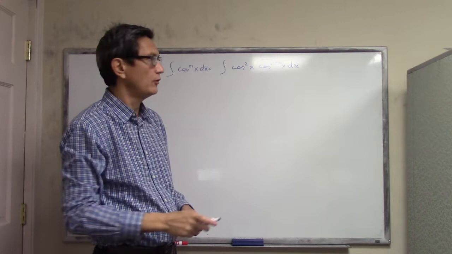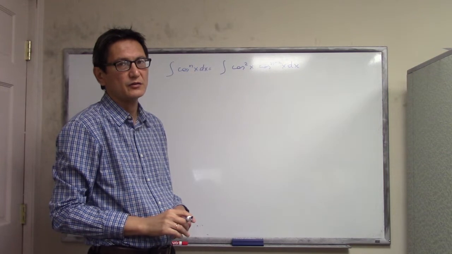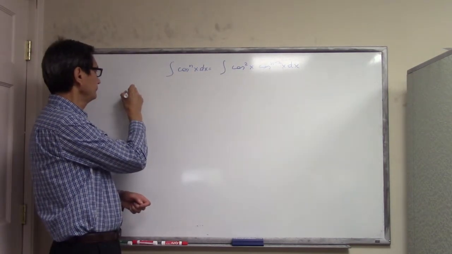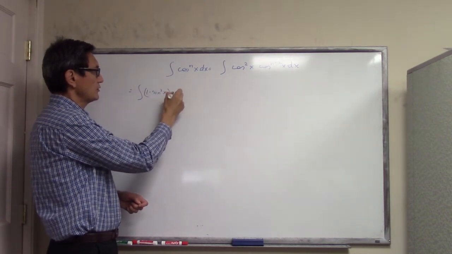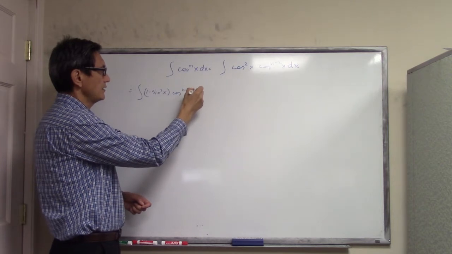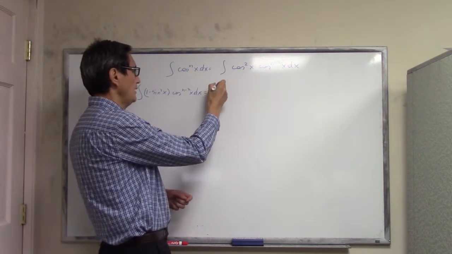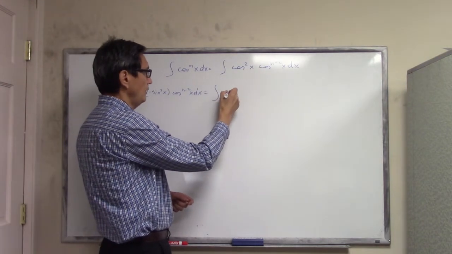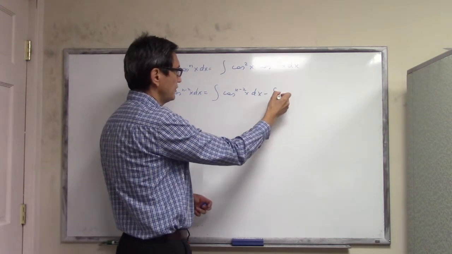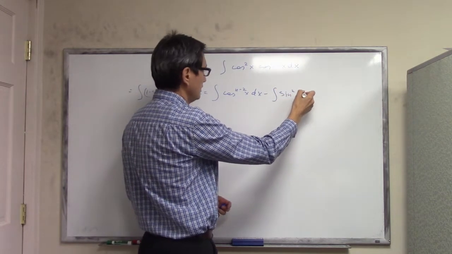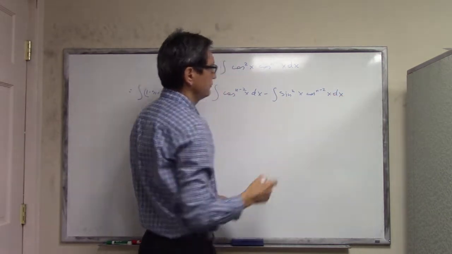The reason for peeling off cosine squared is, if we recall the main trig identity, cosine squared equals 1 minus sine squared. So we have the integral of 1 minus sine squared x times cosine to the n minus 2 x dx. Then we're going to split that integral into two: the integral of cosine now raised to the n minus 2 power, minus the integral of sine squared x cosine to the n minus 2 x dx.